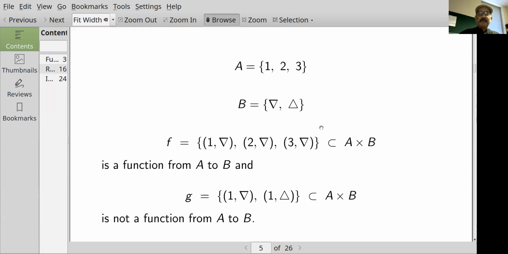And similarly, if I try something else, I try G is equal to (1, nabla) and (1, triangle). Okay, this is a subset of the Cartesian product A cross B, but it's not a function from A to B. The reason is that G is associating 1 with an element of B, and it's also associating 1 with another element of B, right? Each element of A can only be associated with one element of B.